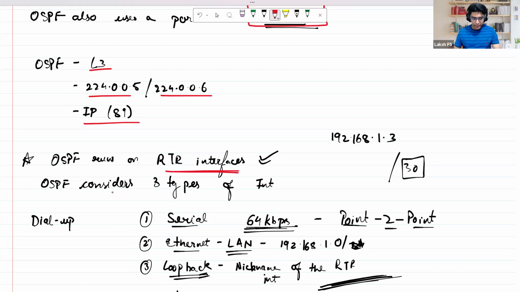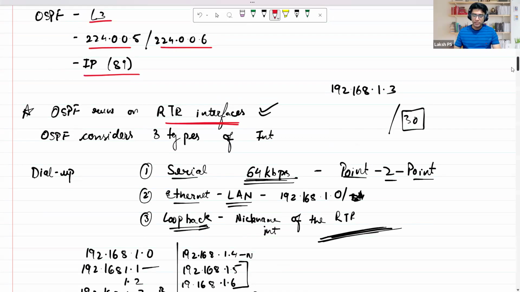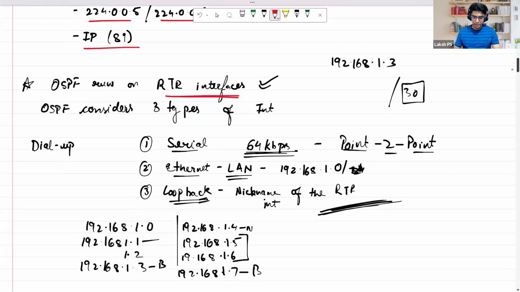Then, OSPF considers three types of interfaces. The first is a serial link, the other is an Ethernet link, and then we have a loopback IP or loopback interface. So: Ethernet interface, serial interface, or loopback interface. In our earlier discussions, before this particular session, we had discussed only Ethernet interfaces like Fast Ethernet, Gigabit Ethernet, and 100 Gigabit Ethernet.